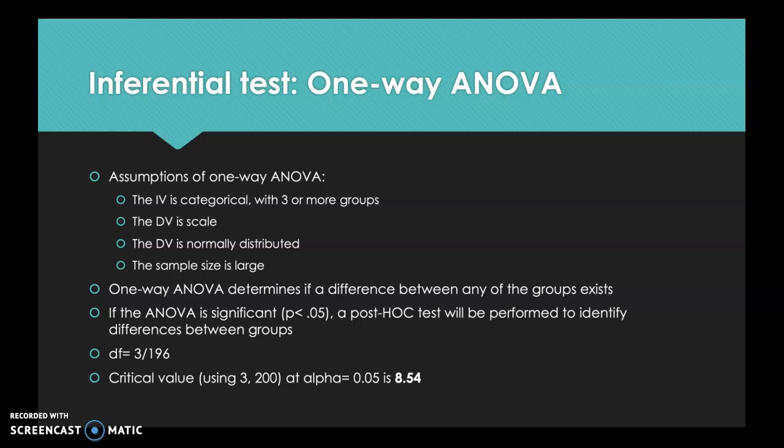If the ANOVA is significant with a p-value less than 0.05, a post hoc test will be performed to identify the differences between groups. For this test, the numerator degrees of freedom was 3, and the denominator degrees of freedom was 196. For the denominator, I rounded up to 200 and found that at an alpha of 0.05, the critical value was 8.54.